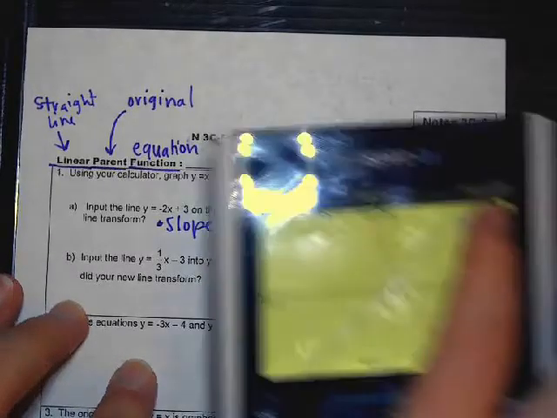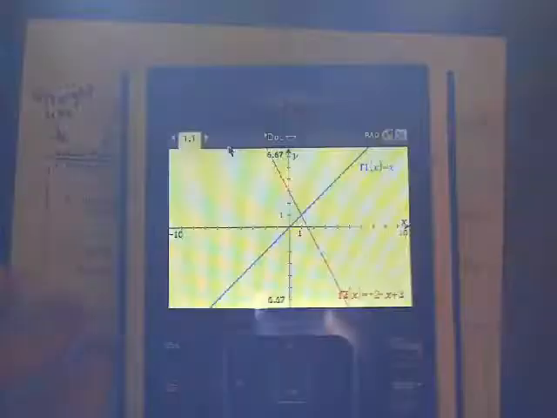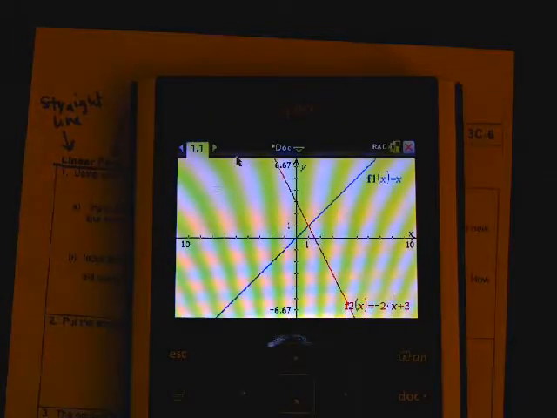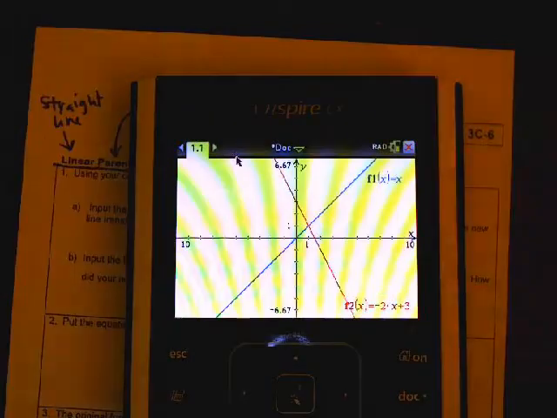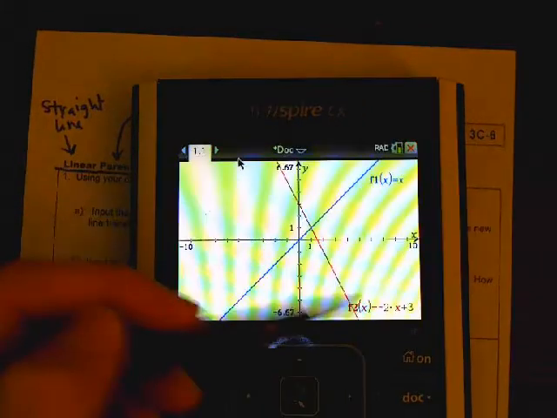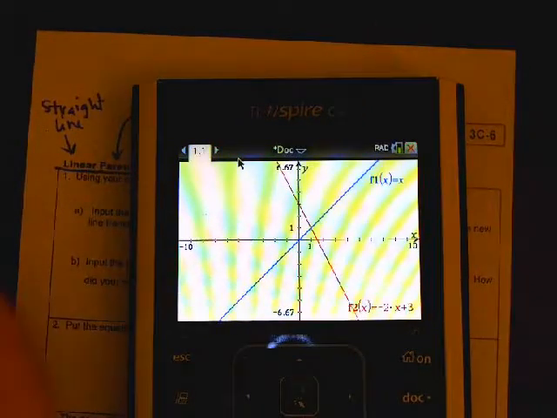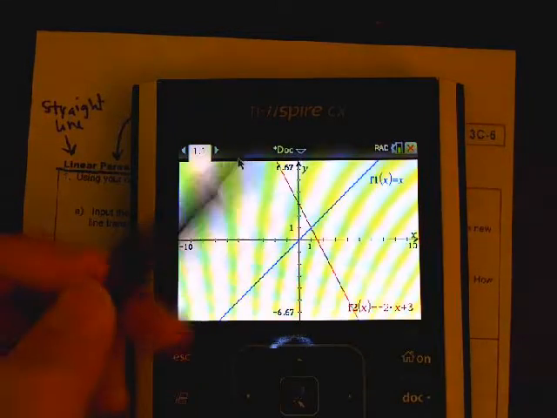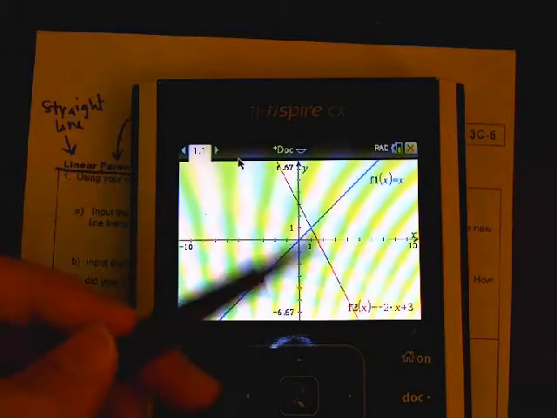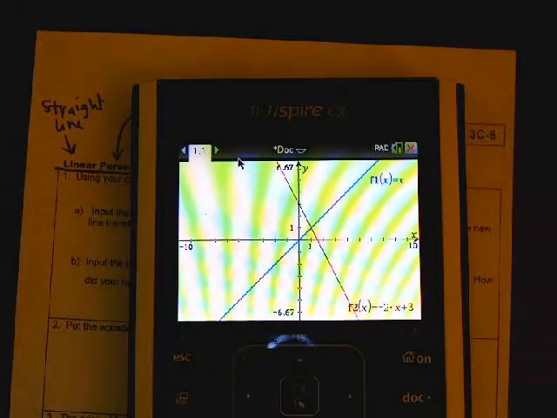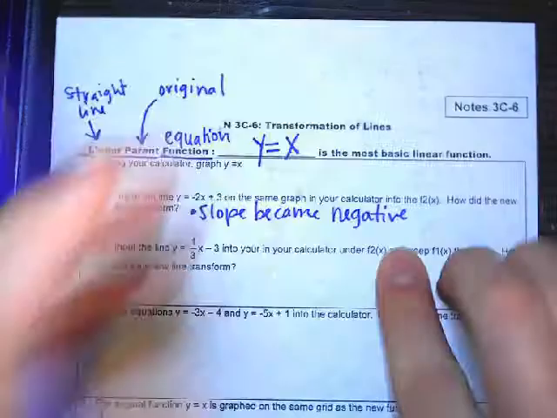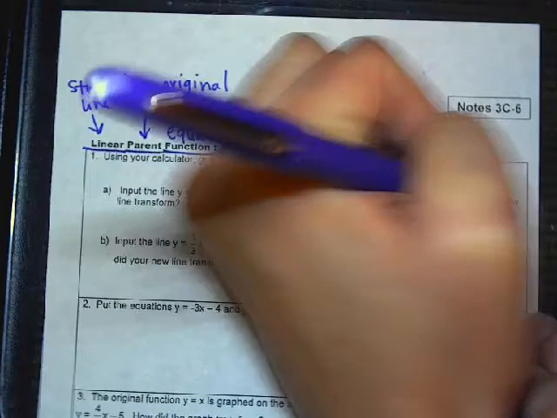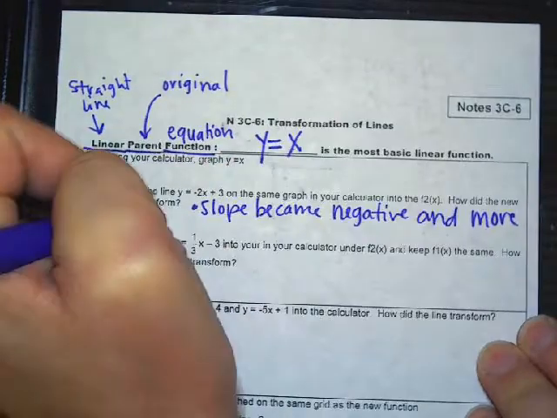Okay, now look back at your graph. If you were on rollerblades and you were going down the red hill and the blue hill, which one would you go down faster? The red. Why? Because it's steeper. So my new line, not only is it now negative, it's also steeper. So its slope became negative and more steep.